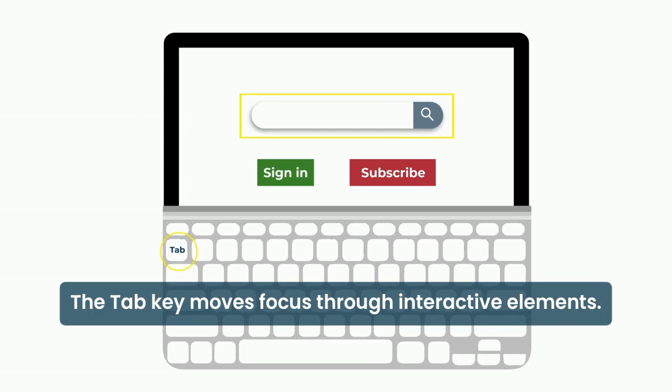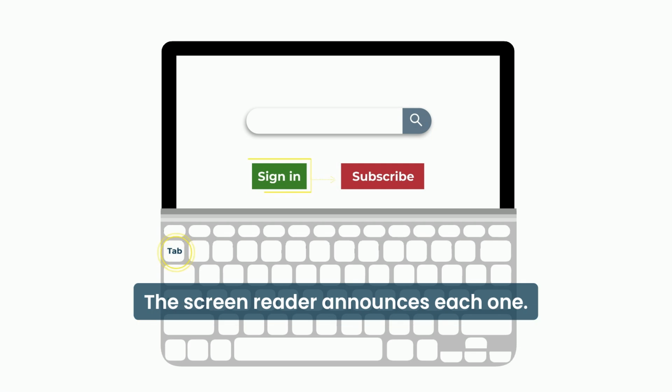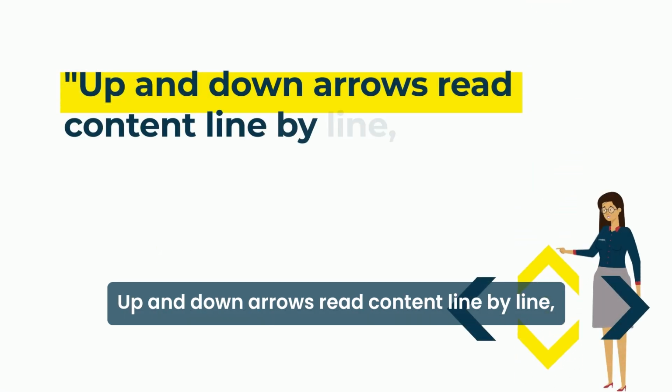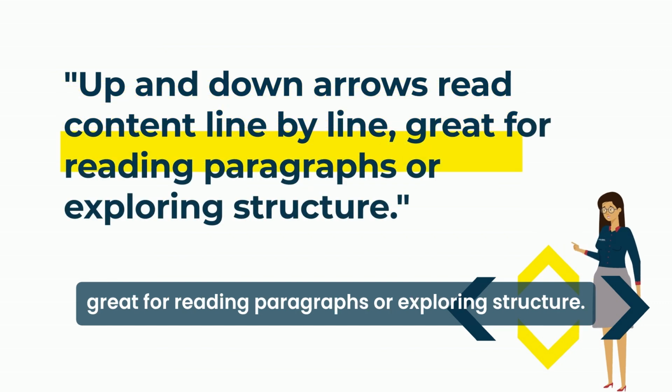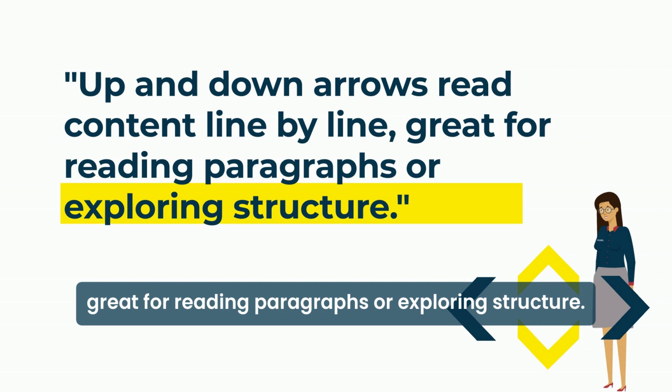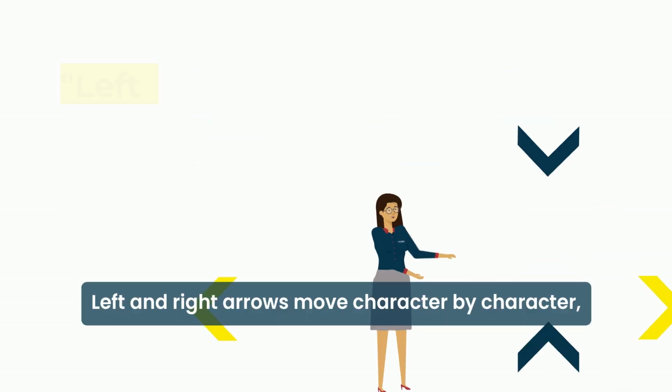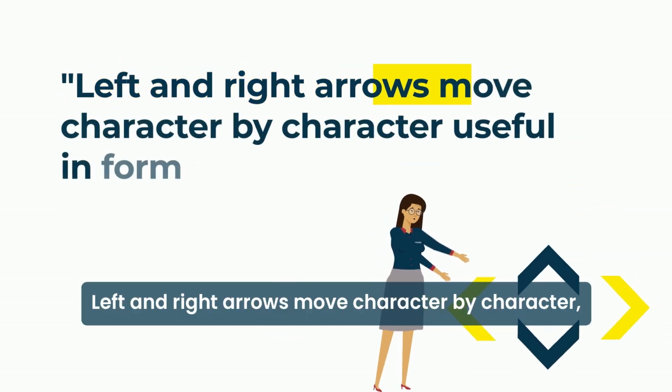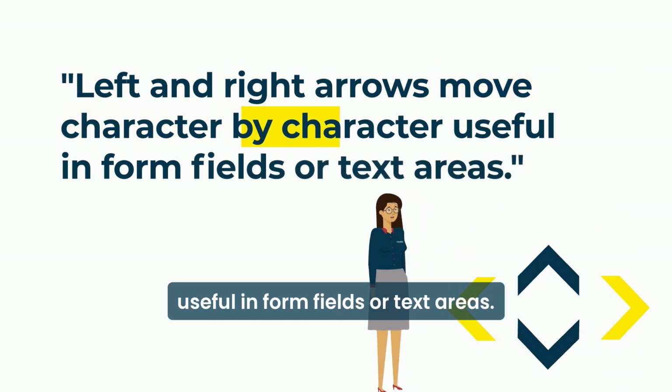The tab key moves focus through interactive elements. The screen reader announces each one. Up and down arrows read content line by line, great for reading paragraphs or exploring structure. Left and right arrows move character by character, useful in form fields or text areas.